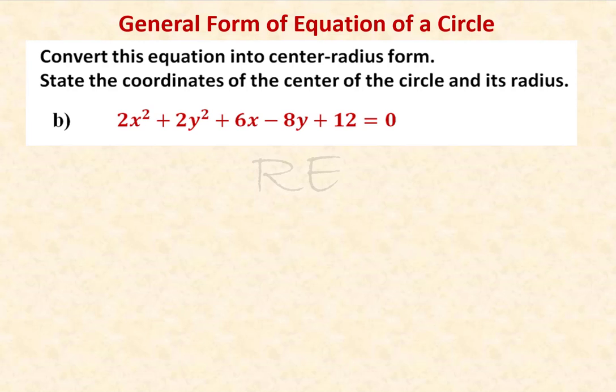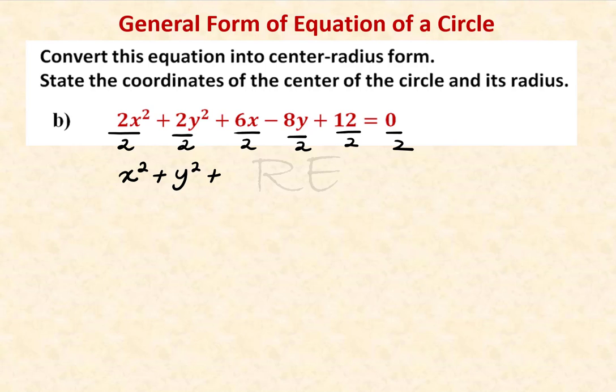Convert this equation into center-radius form, and state the coordinates of the center of the circle and its radius. In order to complete the square, the coefficient of x squared and the coefficient of y squared must be 1. So we're going to divide both sides by 2. We get x squared plus y squared plus 3x, 6 divided by 2, minus 4y plus 12 over 2, which is 6, and 0 over 2 is 0.